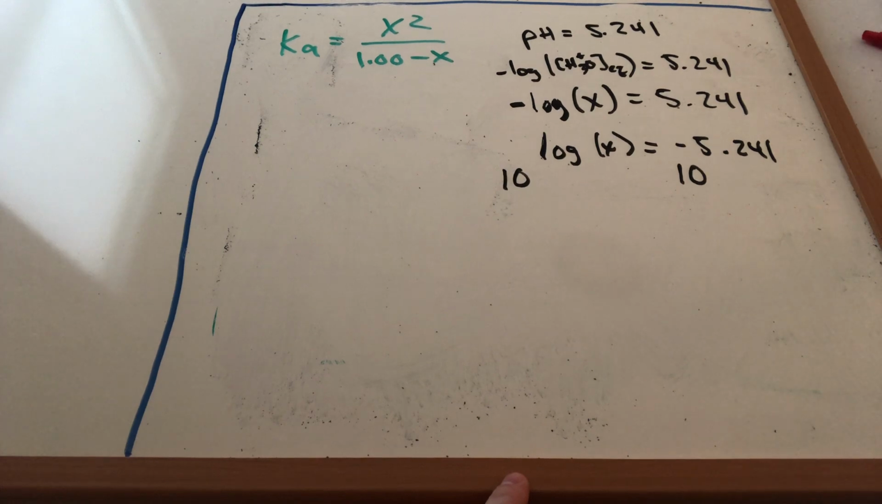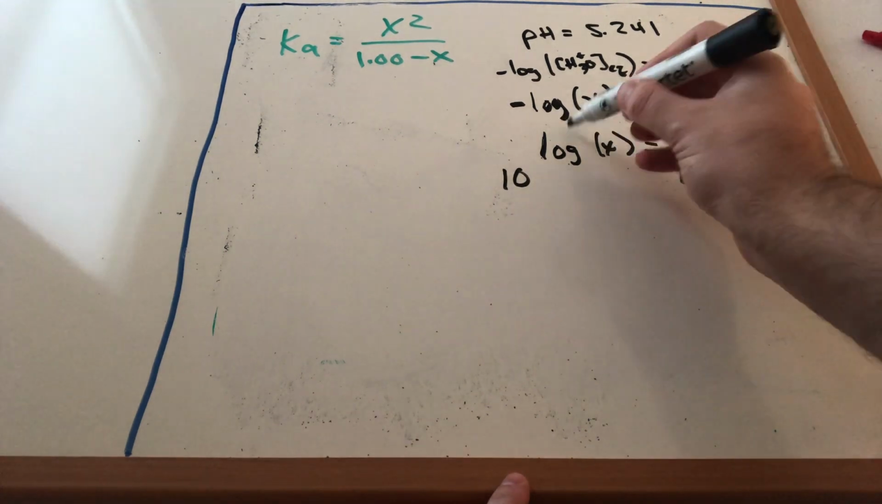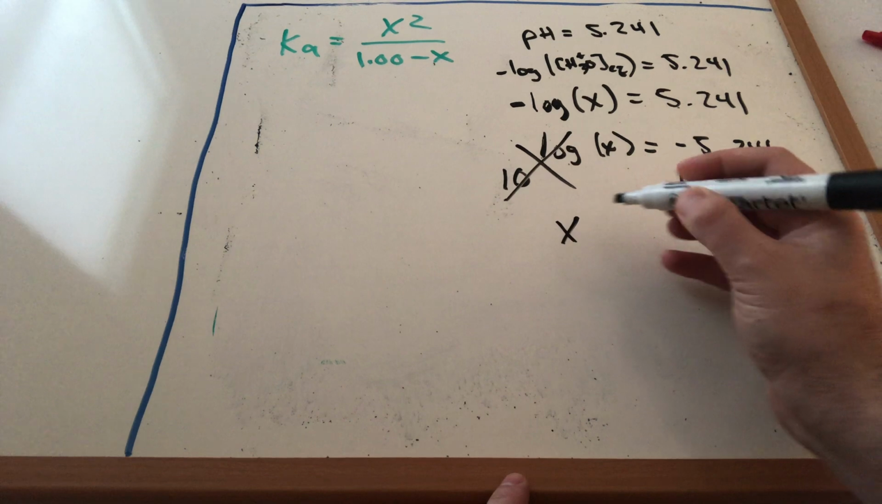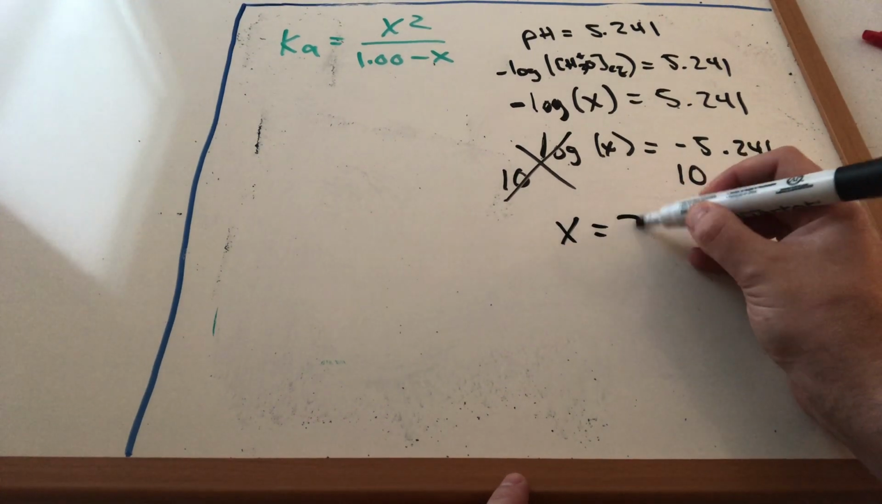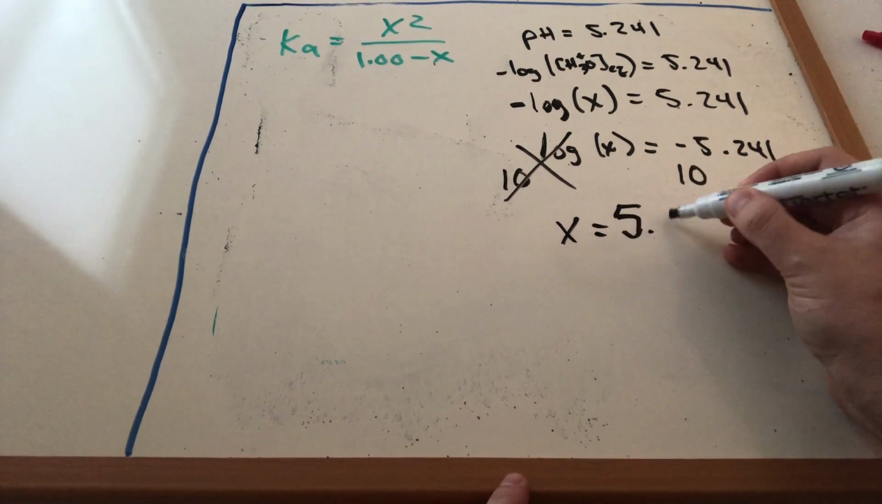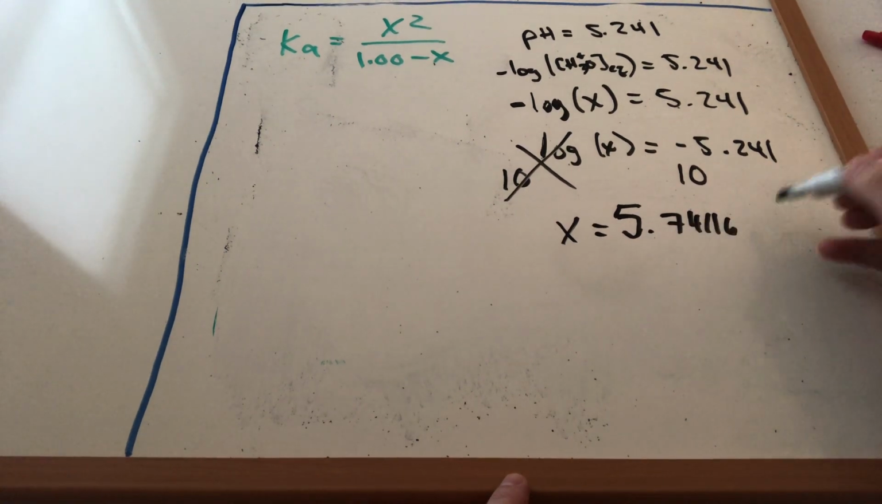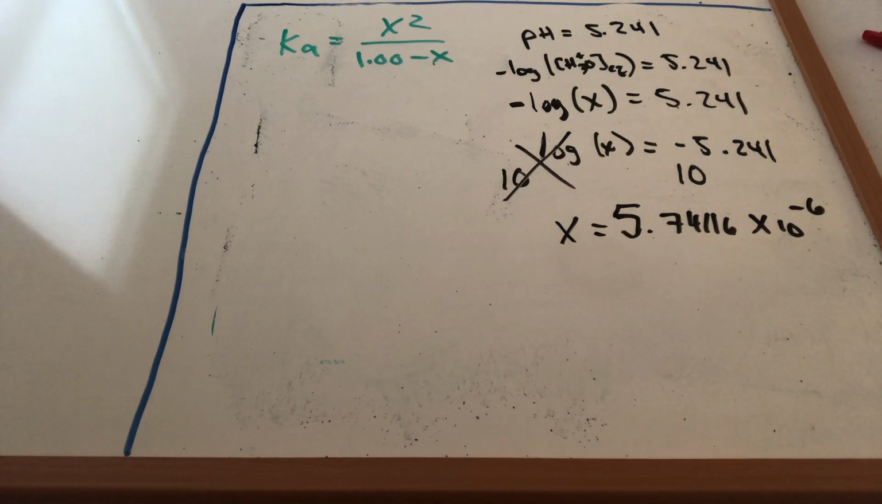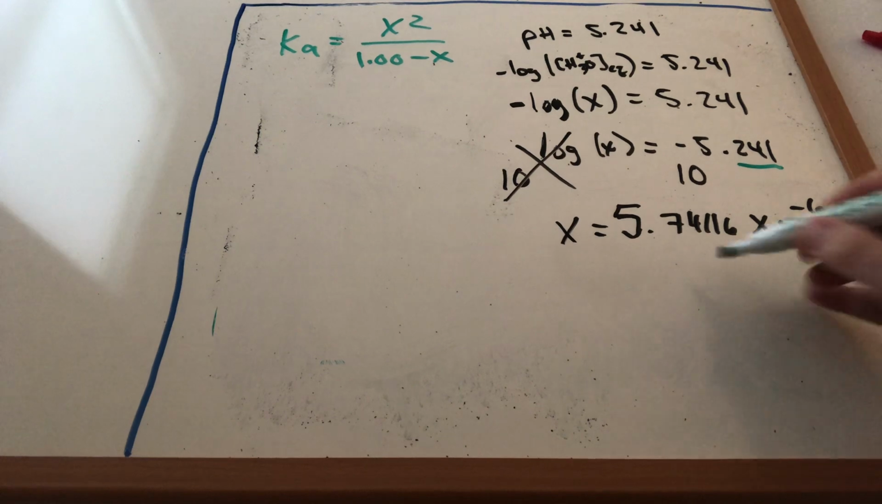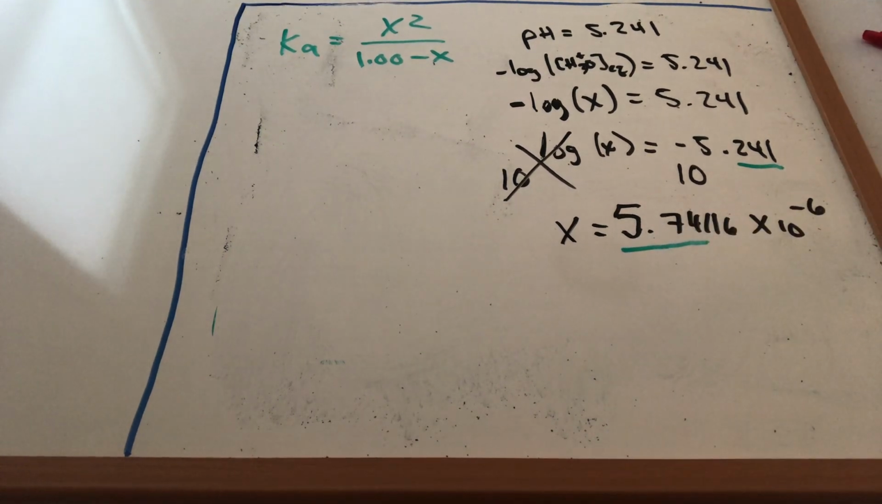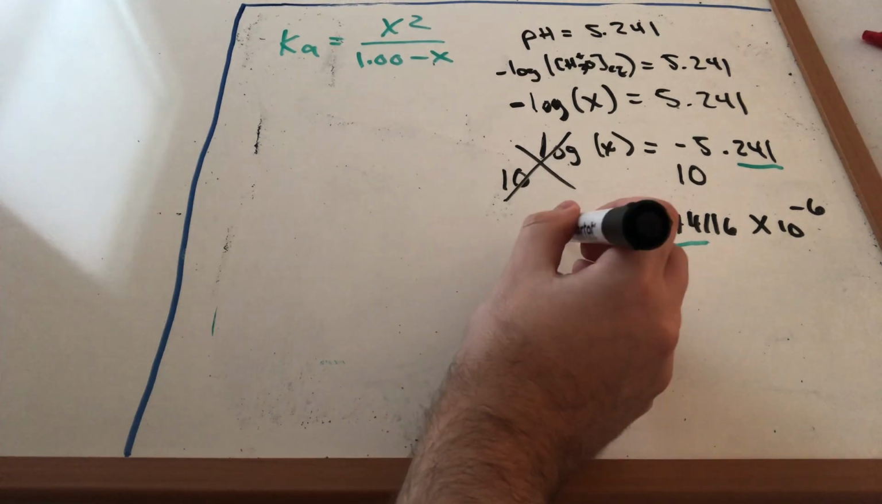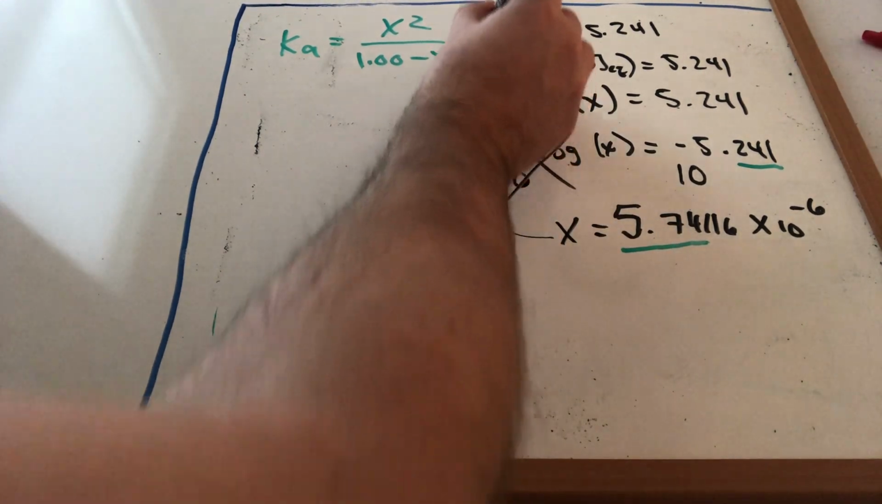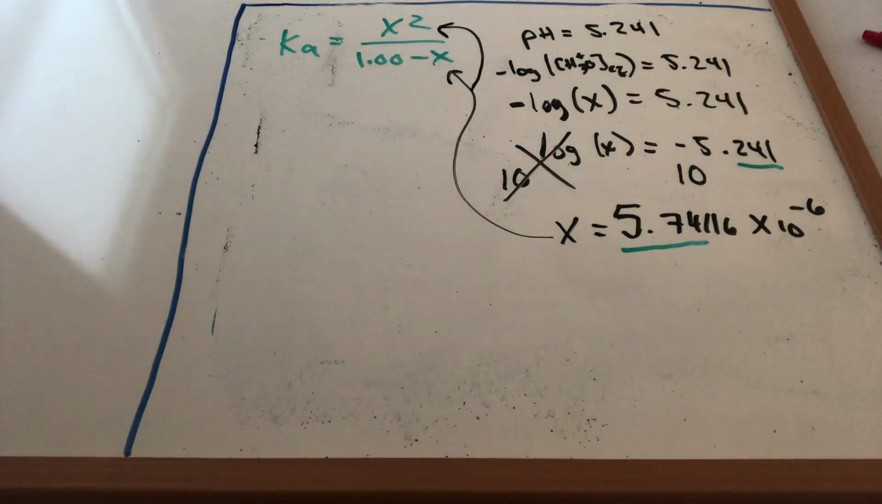What we see here is this cancels out, and what we get is an X that's equal to 5.74116 times 10 to the minus 6. That's our X. Let's check significant figures. There are 3 significant decimal places here, so there would be 3 total significant figures. This X then is the same X that's here, and it's the same X that's here.